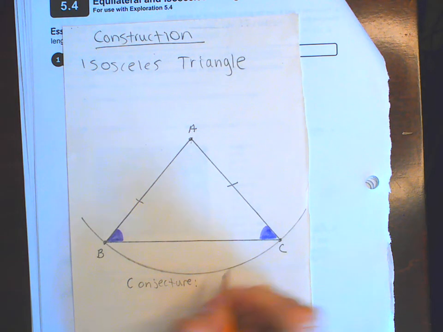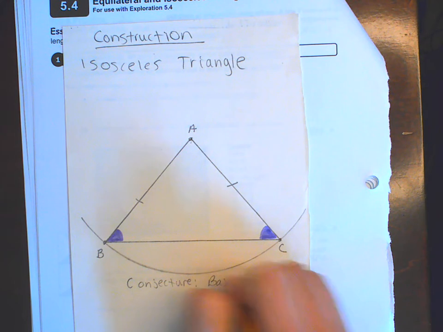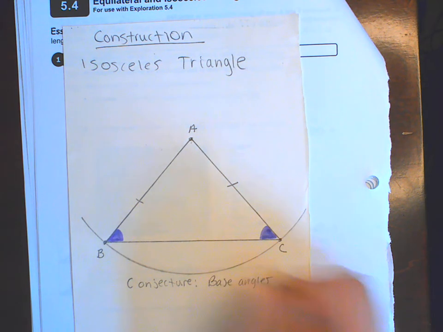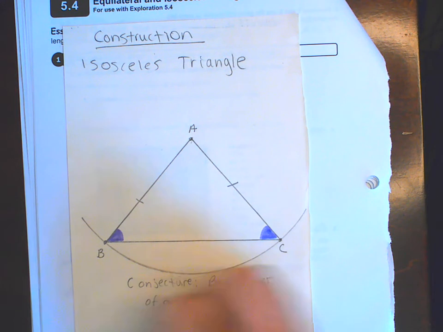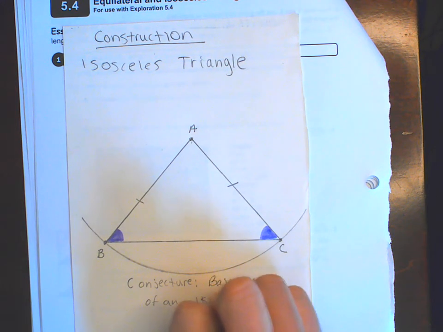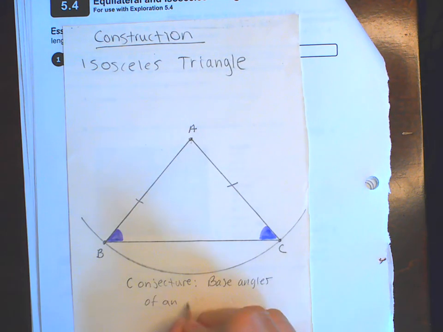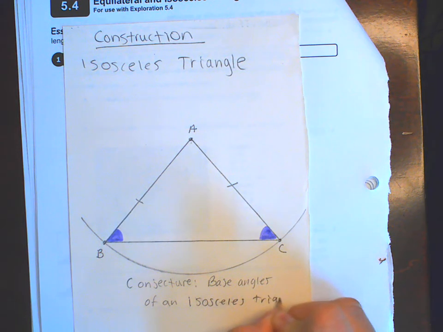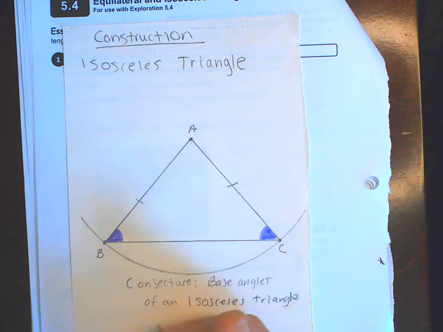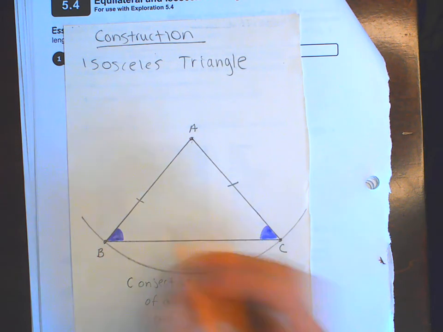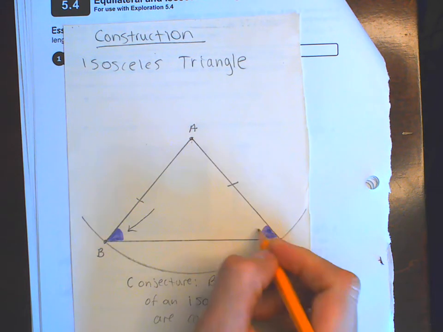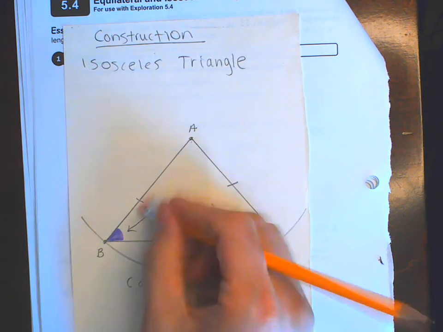is that the base angles, I'll talk about what that is right now, the base angles of an isosceles triangle are congruent. All right, so what are the base angles? This angle right here and this angle right there, those are your base angles.